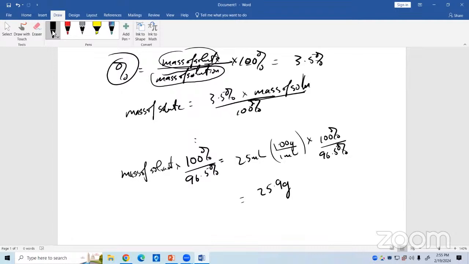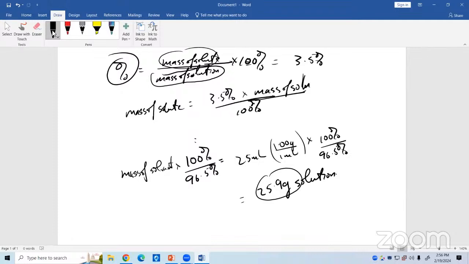And that would be, hold on, the mass of the final solution. So this would be the final mass of the solution. Right. Yes. And that's because the 96.5 represents the portion which is the mass of the solvent. The 100% would be the percentage of the solution. So this would be the mass of the solution.